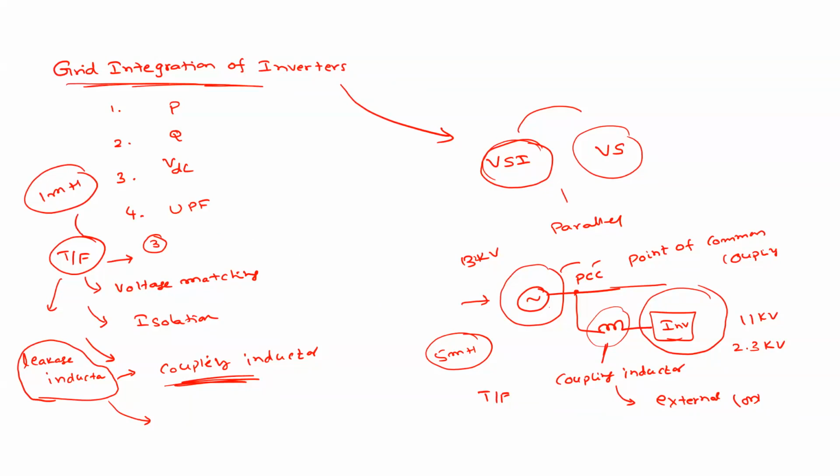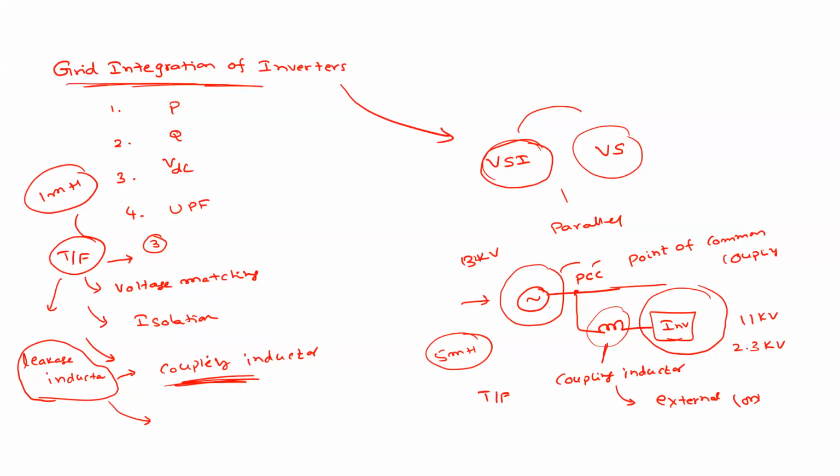If the transformer leakage inductance is self-sufficient, we will not connect any external inductor. If it is not sufficient, we need to connect an external inductor for the difference amount.